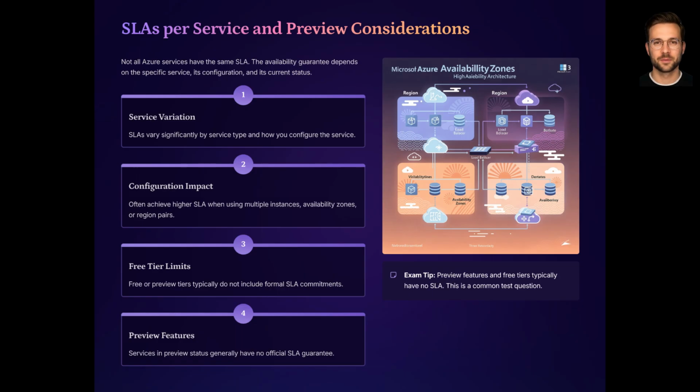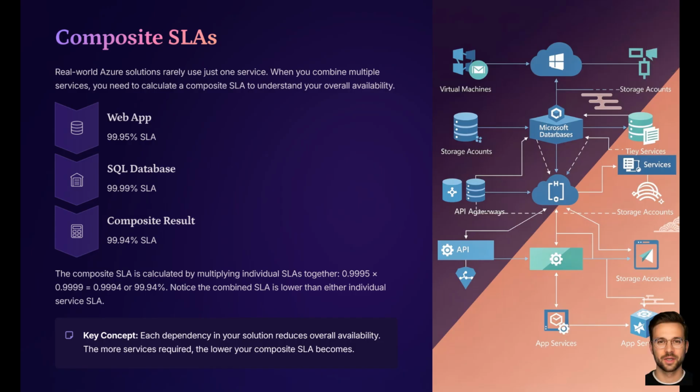Now, let's talk about composite SLAs. In real solutions, you rarely depend on just one service. You usually combine multiple services, such as a web app, a database, and a storage account. When services are used together, the overall availability of the solution is affected by the availability of all components. If each component must be available for the solution to work, the combined SLA is calculated by multiplying the individual availability values, expressed as decimals.